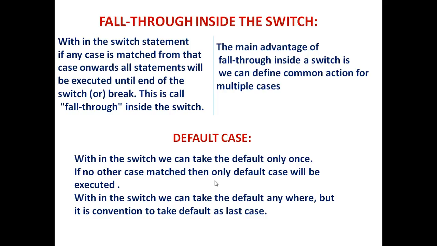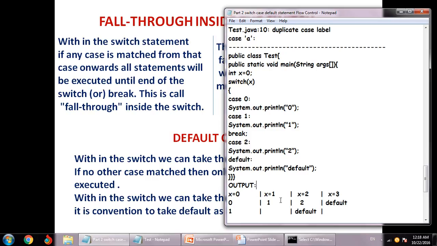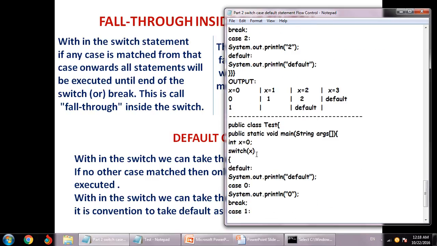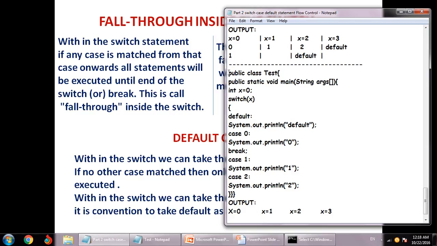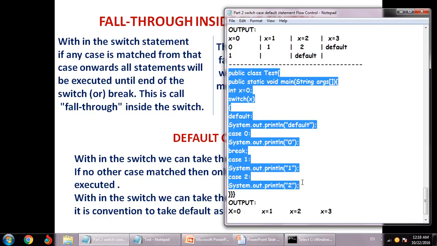Now within this switch we can take the default anywhere. It's not necessary to have default in the end. We can have that in the middle or at the beginning of the switch, right? But it is conventional to take default as the last case, so that it becomes clear to you that it will be the last one which will always be available. If nothing is being executed, default will be executed automatically. So let me quickly take that and we will print this one, and we will see these scenarios over there.